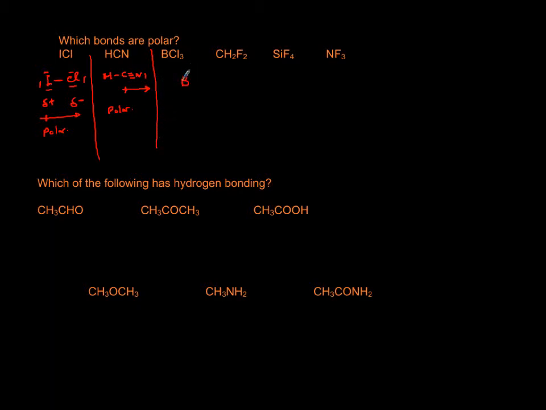BCl3, boron only needs 6 electrons, so it looks like this. Now it's a symmetrical shape. Chlorine is pulling on boron in every possible direction, so this is non-polar. CH2F2, it's tetrahedral, and when you put your 4 attachments, fluorines line up on one side, so this is the direction of polarity, and you are polar.